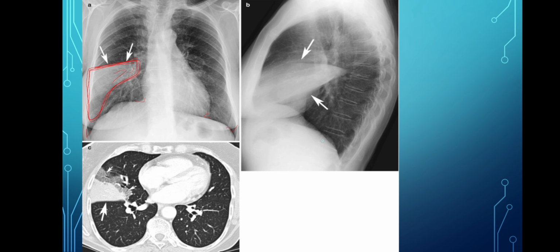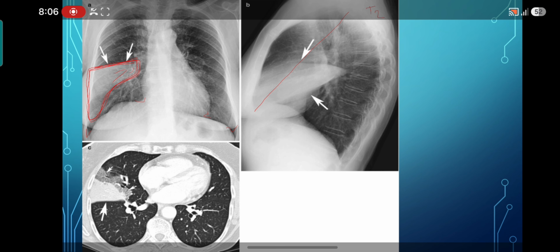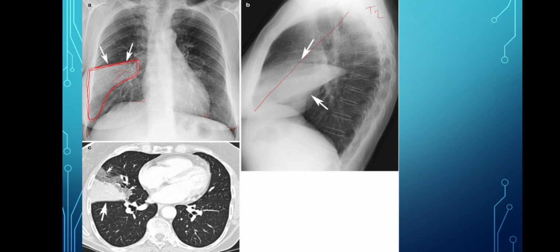Why? Because in the lateral X-ray, as I said, it is T2 to T6 ribs for the major fissure, and T4 to sternum for the minor fissure. So this is the right upper lobe, right lower lobe, and middle lobe. So right lower lobar pneumonia and also middle lobar pneumonia, because a whitish, homogeneous opacity is present.